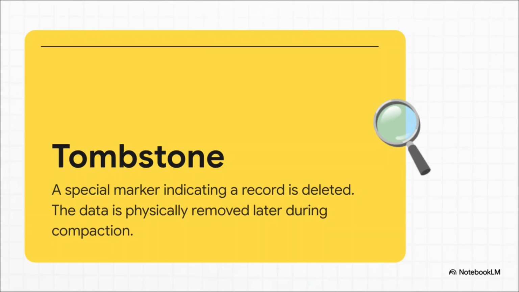So how do you delete something in a system where you can only add new data? Simple. You write a tombstone. It's just a special little marker that says, "Hey, this key is deleted." When the database is reading and it sees that tombstone, it just stops searching. The actual data, the old record, is only physically removed from the disk much later when the compaction process finally merges the file with the tombstone and the file with the old data.